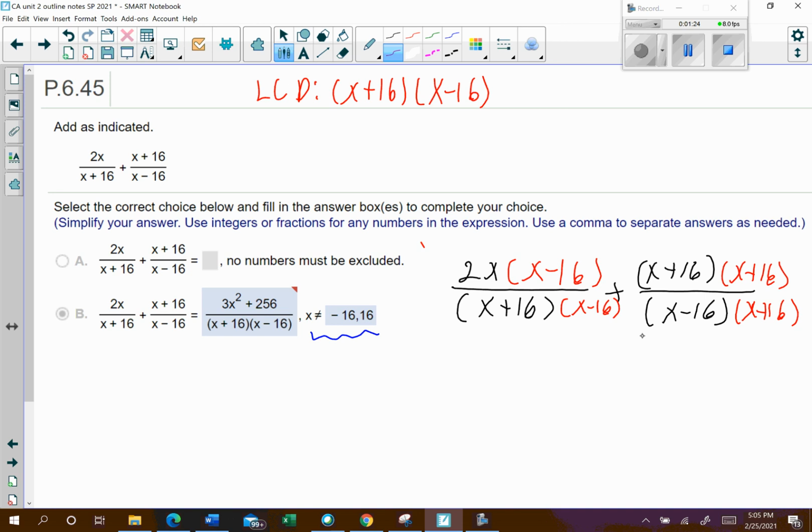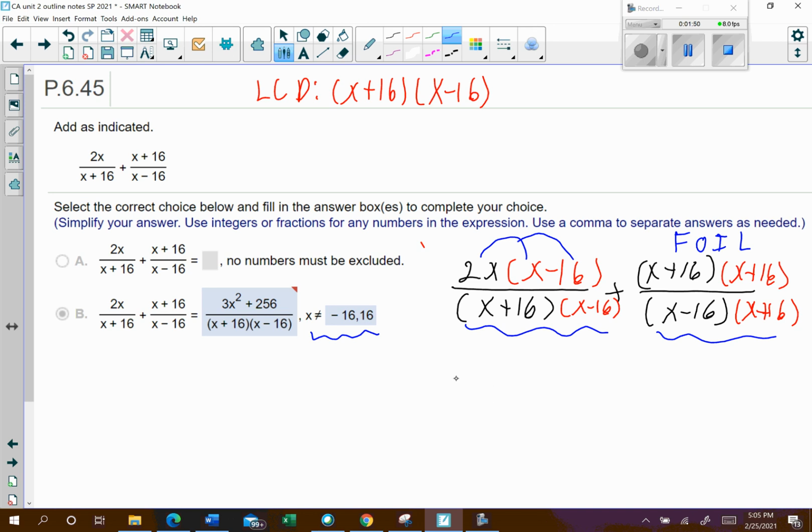They both have matching denominators. It doesn't matter the order that I have it in. One has x plus 16, x minus, and the other is x minus, x plus. So it doesn't matter, just pick one of them. They're the same thing. But what I do need to do here is distribute here, and FOIL over here, and then we're going to combine any like terms we have.